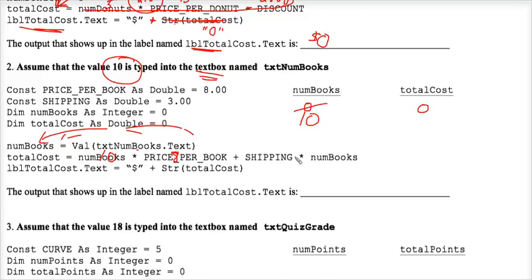I'm just going to put an 8 there to save space. Shipping is 3, and numBooks is 10. So the number 10 got plugged in here and here, just saying. Okay, the order of operations.